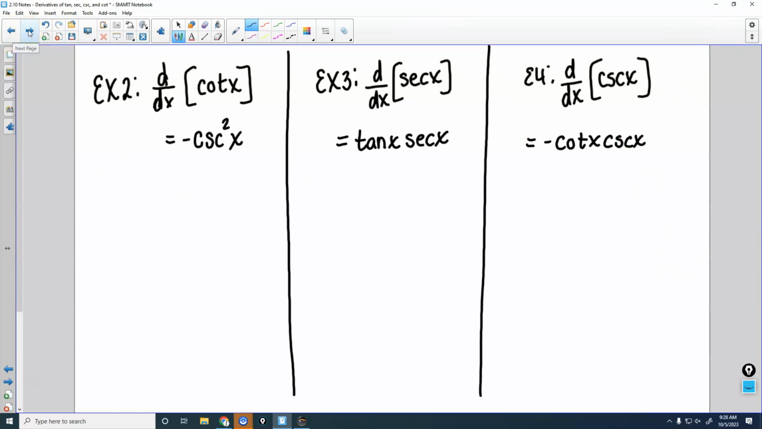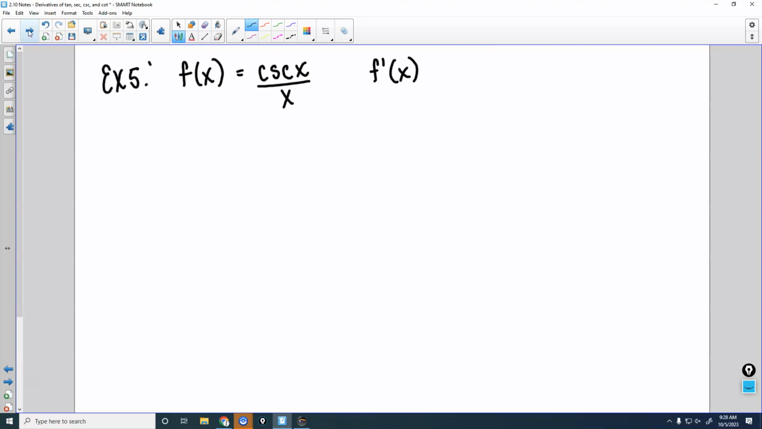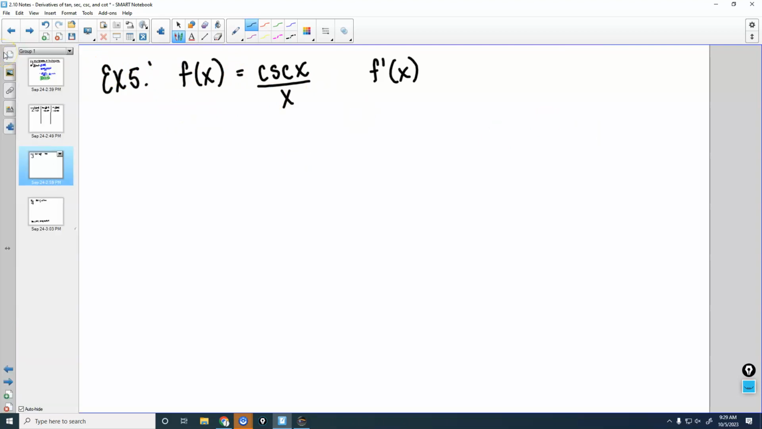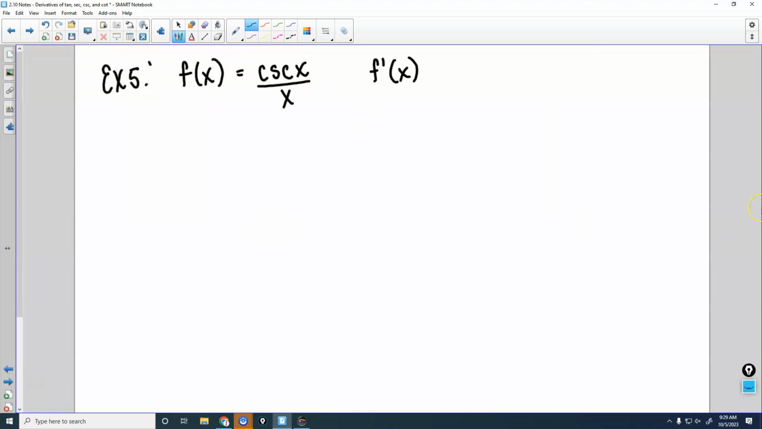You could make up a song to remember this. That would actually be good. The trig derivatives, that would be something good for us to know. So, let's look at a couple of problems like you're going to see in your homework.